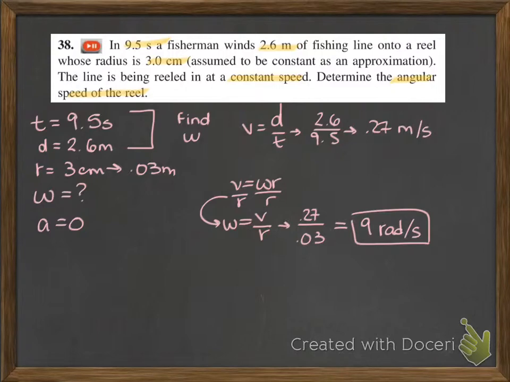If we know velocity is distance over time, we can put 2.6 divided by 9.5 to get the velocity of 0.27 meters per second, and that's linear. Since we already have the linear or tangential velocity, we can use Vt equals omega times R. We would divide that by R to get omega equals V over R. Then we divide 0.27 by 0.03, and we get 9 radians per second as our angular speed.